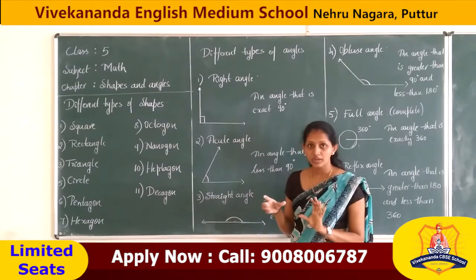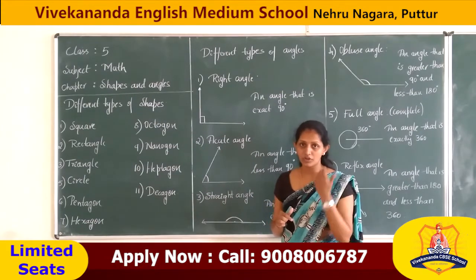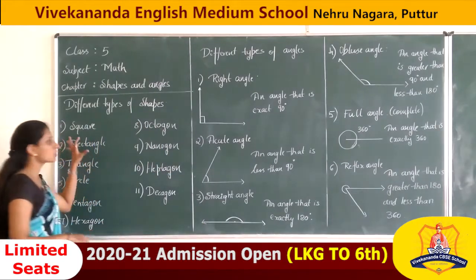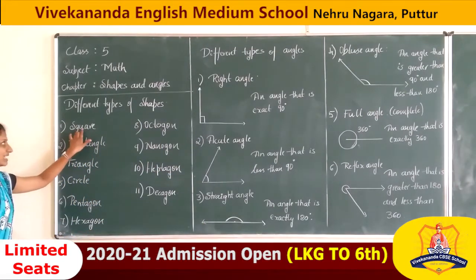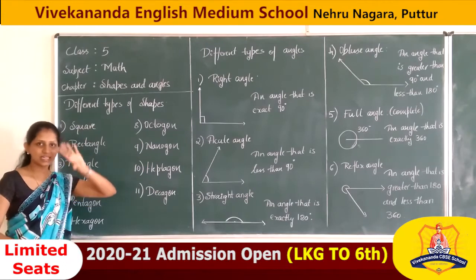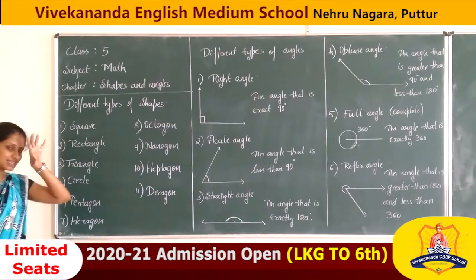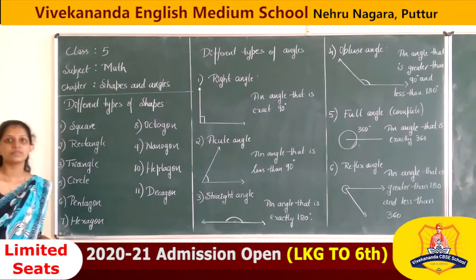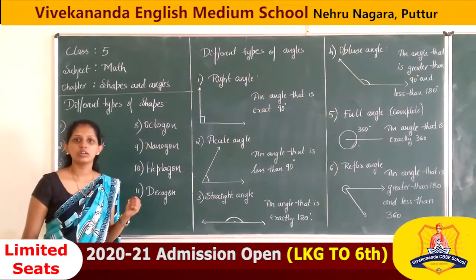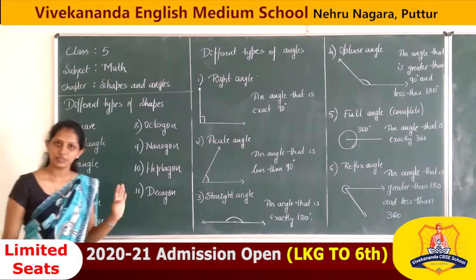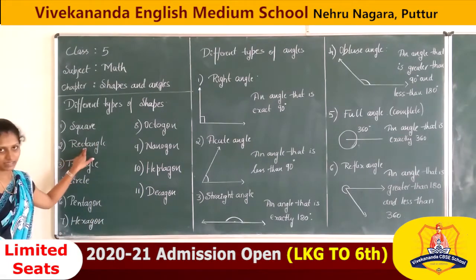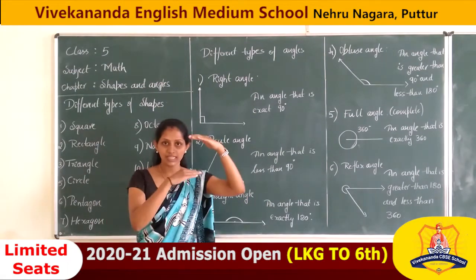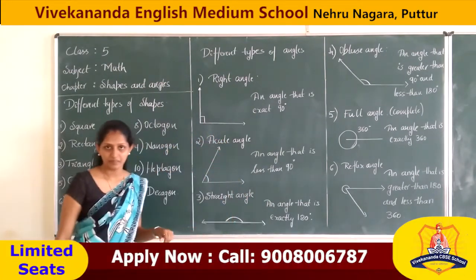You have to write the shapes, okay? I will explain a little bit. Square, correct? A square has 4 sides, and it has 4 equal sides, correct? Equal 4 sides, 4 corners, 4 edges, correct?